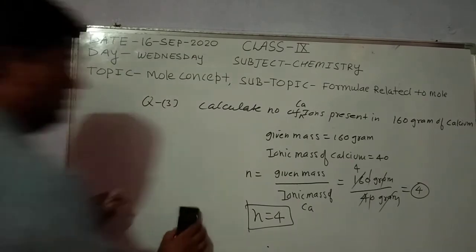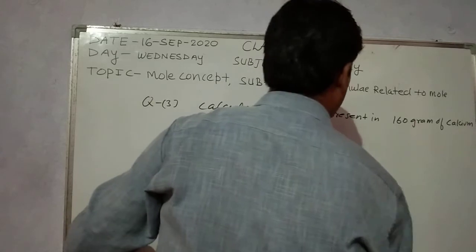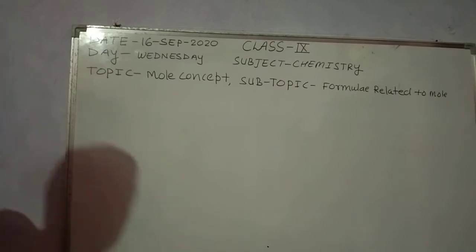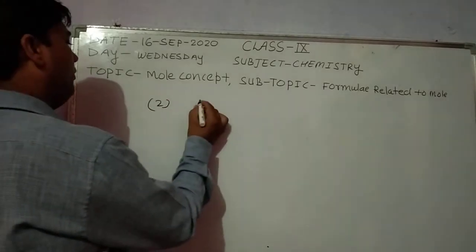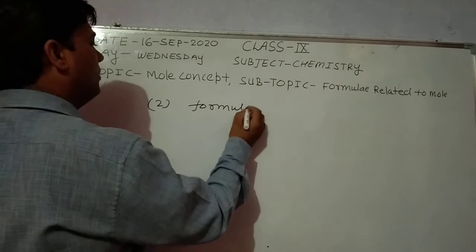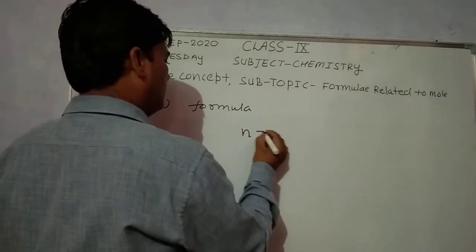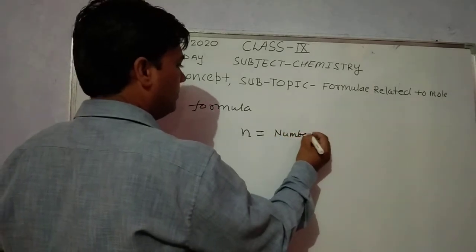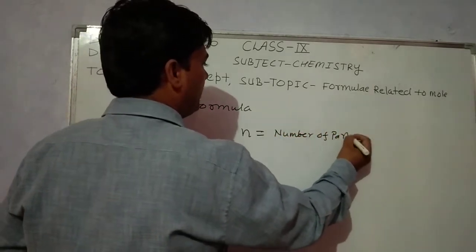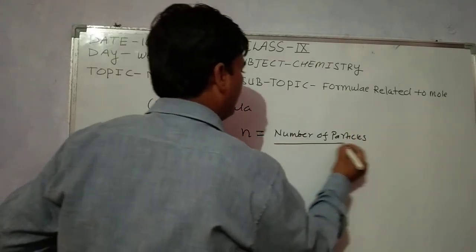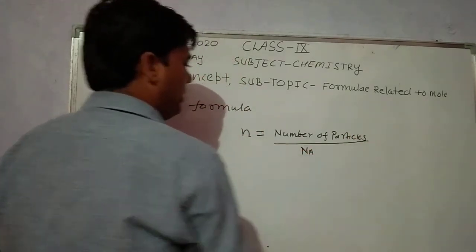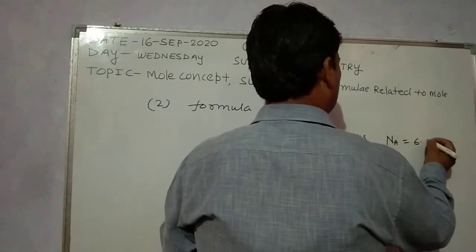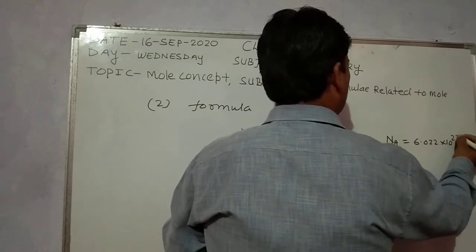Next question, which is related to the second formula of moles. What is the second formula of moles? The number of moles is equal to the number of particles divided by Na. Na is equal to Avogadro number, which is equal to 6.022 into 10 to the power 23.